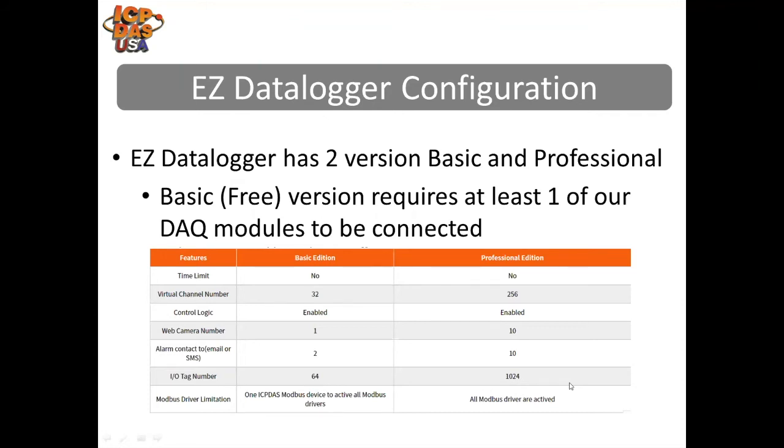Control logic can be used to trigger an output based on input conditions, based on counts, or based on a time. The web camera is pretty straightforward. You can show the operation through a web camera view. And the alarm contacts for the SMS or email operation are tied to alarm outputs, which are either triggered by the control logic or by alarm values.